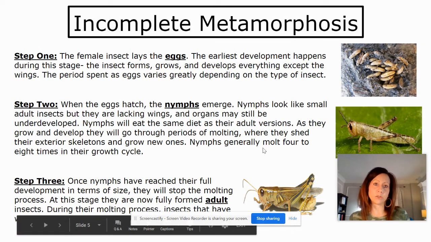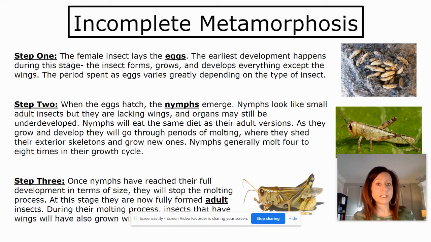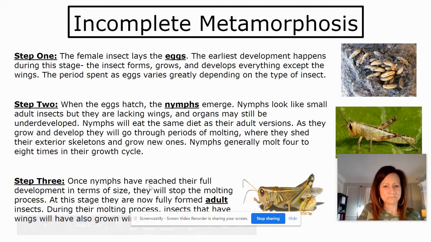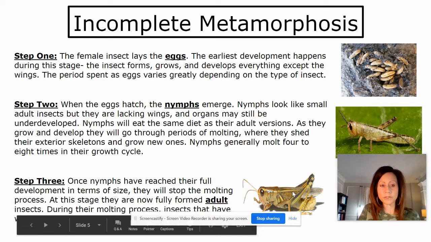Then incomplete metamorphosis only has 3 stages. So the 3 stages, step 1 will be the female insect lays eggs. So it's similar to complete metamorphosis, in that this time there's also eggs. But this time when the eggs hatch, a nymph emerges. So nymph is the 2nd stage. Nymphs look like small adult insects, but they do not have wings yet. Some types of insects will go through several nymph phases, shedding their skin multiple times before they become the adult phase. So then step 3 is when they're a full-grown adult insect.